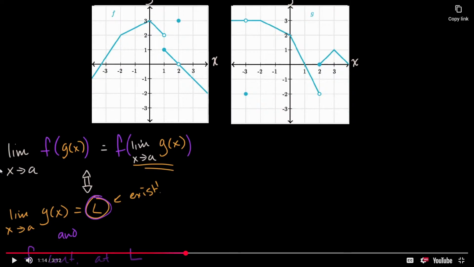Let me write down notes here. The limit of g of x as x approaches c.